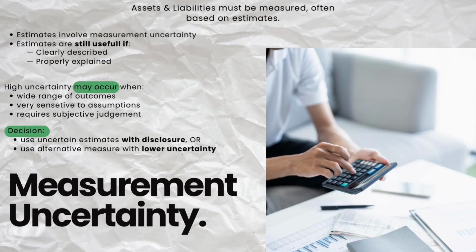Assets and liabilities must be measured, but in many cases, we rely on estimates, which create uncertainty. These estimates are still useful as long as they are clearly explained. However, when uncertainty is too high, such as when outcomes vary widely or depend heavily on assumptions, the reliability becomes questionable. So, accountants must decide whether to use the uncertain estimate with proper disclosure, or choose another measurement that is less uncertain but may be slightly less relevant.